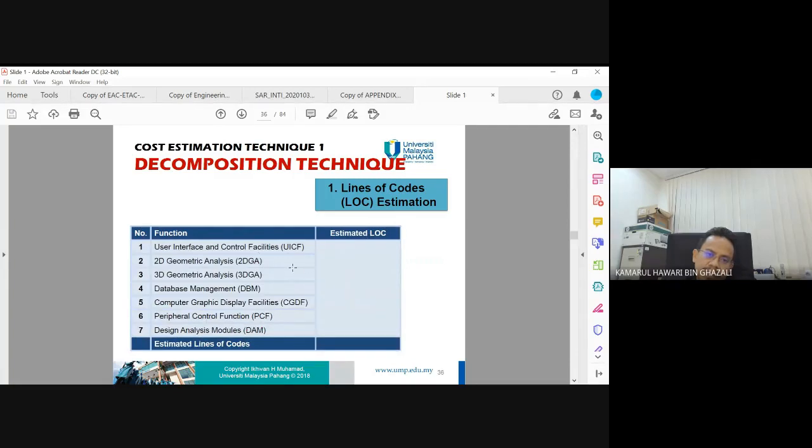So there are 7 estimated costs under the line of code: user interface, 2D geometric, 3D geometric, database management, graphic, peripheral control, and design analysis module. So this is the estimated lines of code estimation. You can estimate the cost from these functionalities of the project.